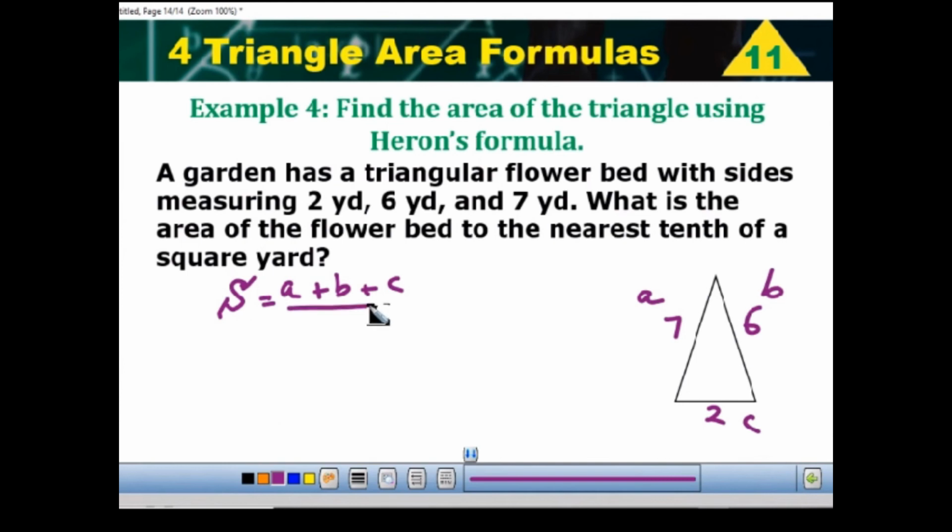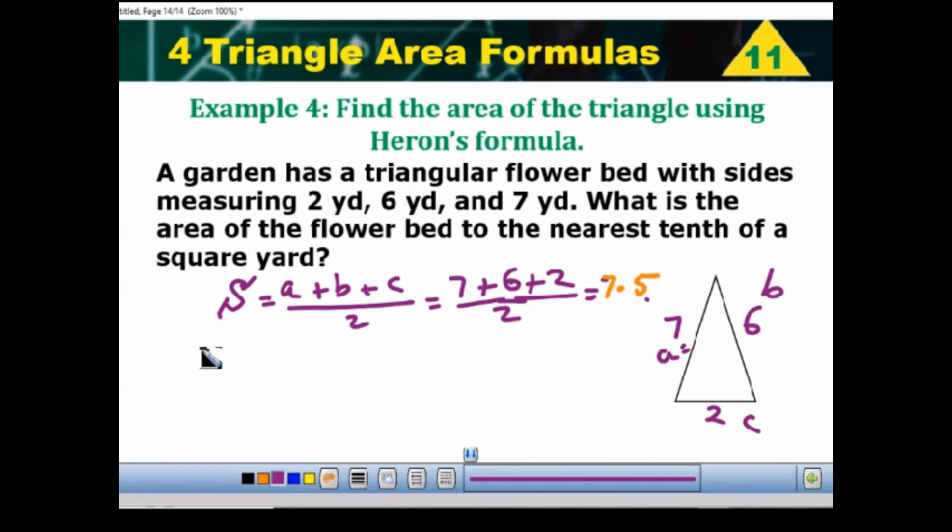So that's going to give you 7 plus 6 plus 2 divided by 2. Well, 6 plus 2 is 8, plus 7 is 15. Divide that by 2 and you get 7.5. So the S factor is 7.5. Now let's think a little bit here. This is not obviously the end. You add the perimeter divided by 2, which is called the semi-perimeter, and then use it in the area formula.